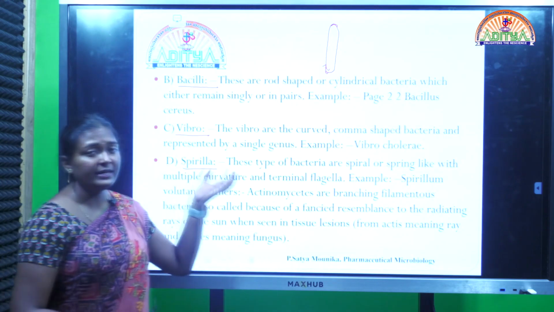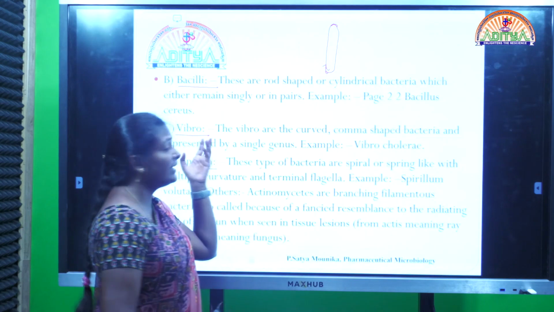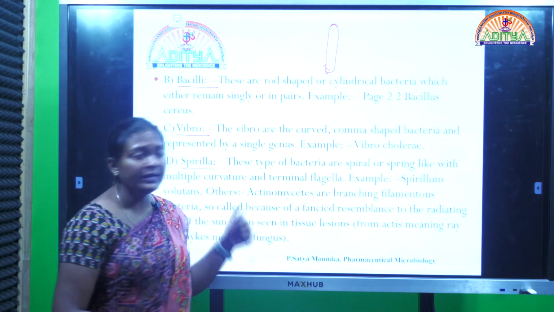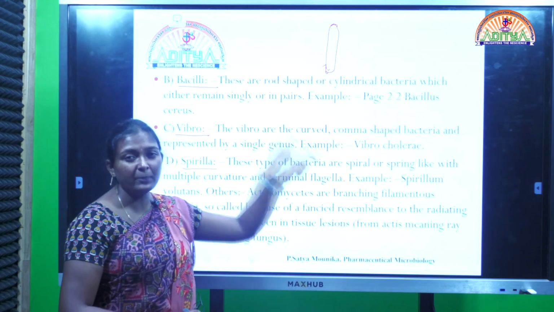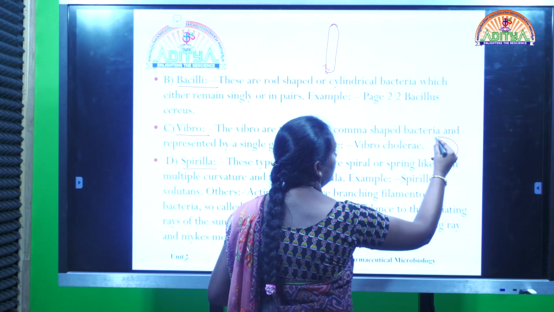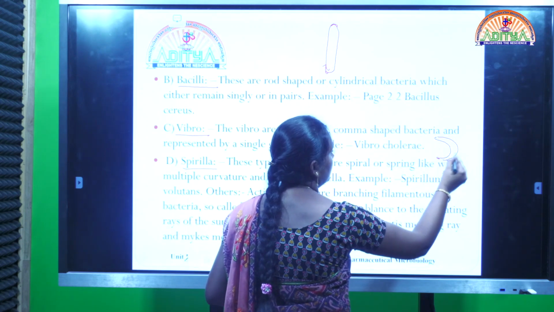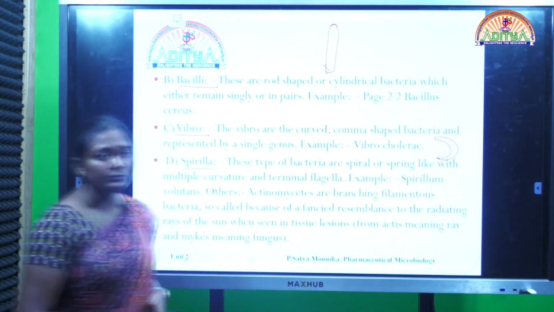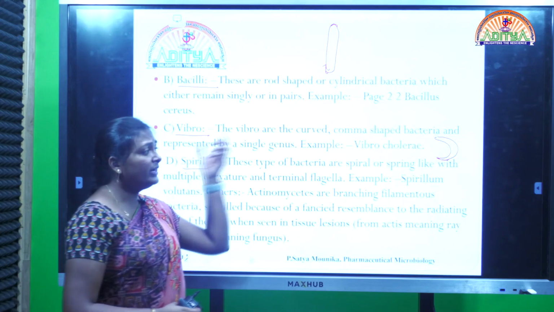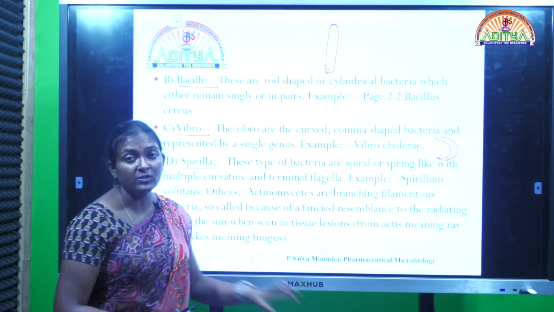Now coming to the next type of bacteria, which is called Vibrio. The next class is Vibrio, and Vibrio are comma shaped or curved bacteria, which is commonly represented as a single genus of bacteria.